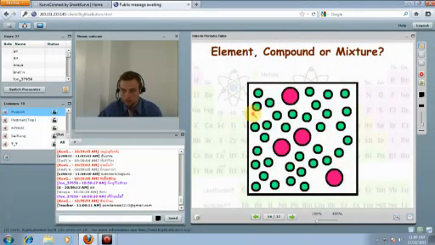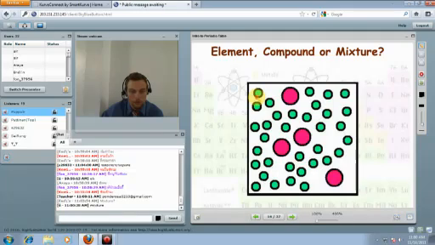Okay, so just going over this again. Is this an element, a compound, or a mixture? Here we have one element, and we have another element. Yes, mixture, perfect. Can everyone see this? There are no bonds, there's no lines between these two. They're not bonded, but they are in the same place.